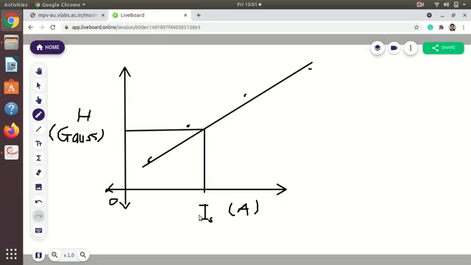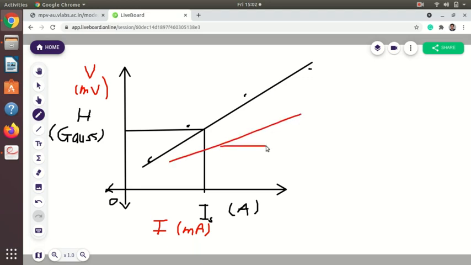So instead of Is here, we will plot I. For the second part, we will plot I along the x-axis, and it will have the unit milliampere, and along the vertical, that is the y-axis, we will plot V, which will have the unit of millivolt. And in this graph, suppose you get such a straight line, you are supposed to calculate its slope, and we have to use the slope of this graph in the calculations.